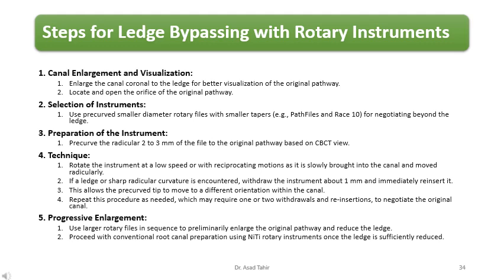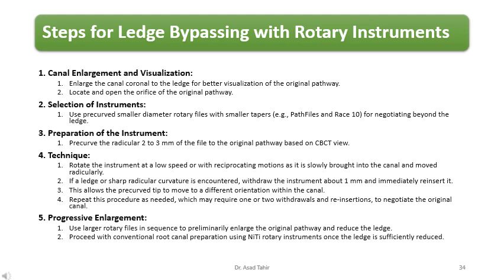Selection of instruments. Use pre-curved smaller diameter files with smaller tapers, e.g., path files and race 10, for negotiating beyond the ledge. Preparation of the instrument. Pre-curve the radicular 2 to 3 mm of the file to the original pathway based on CBCT view.